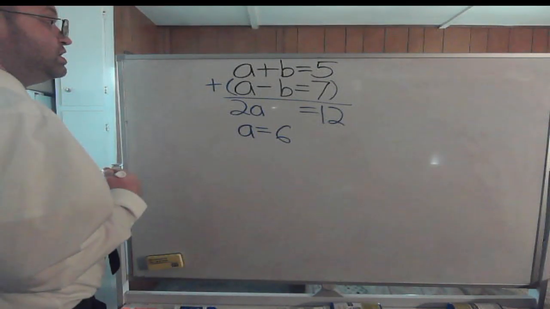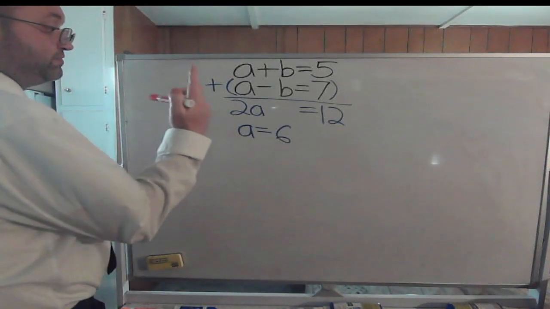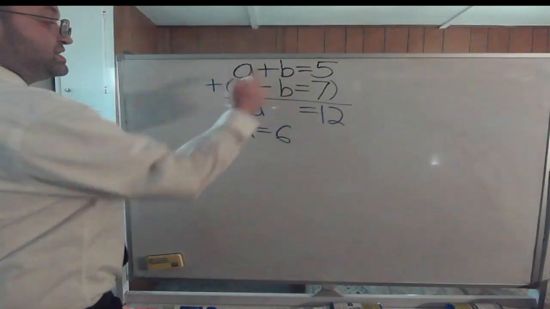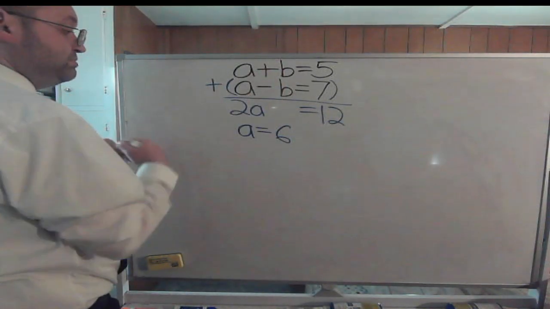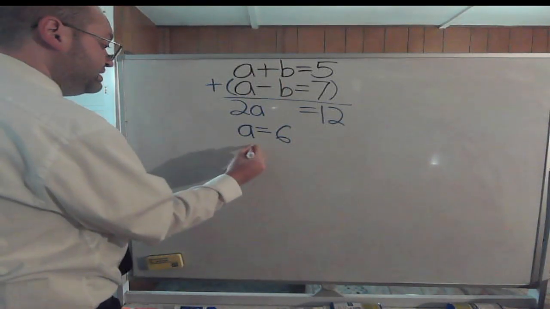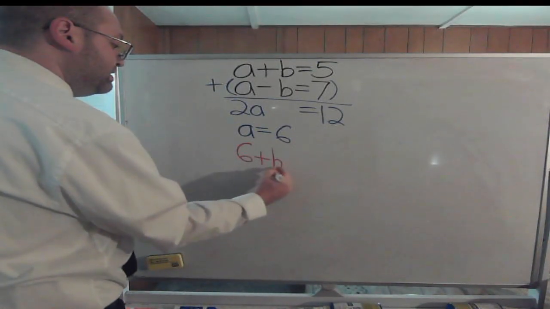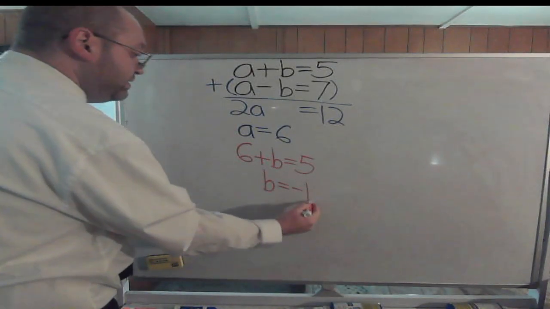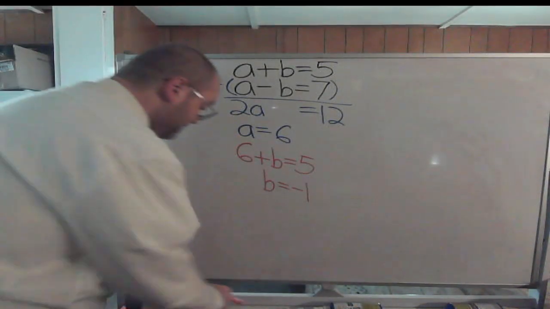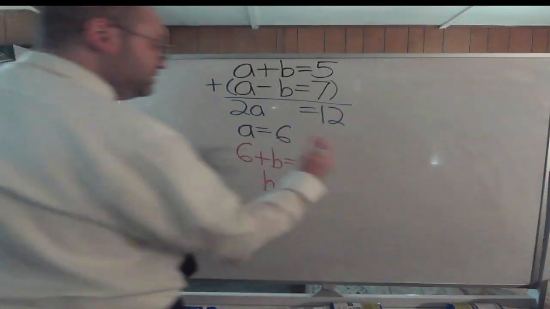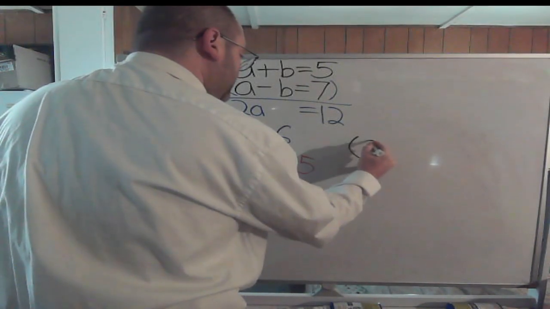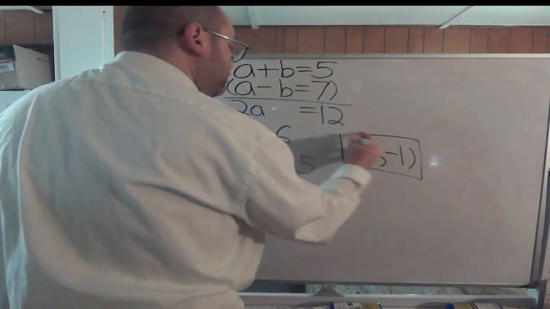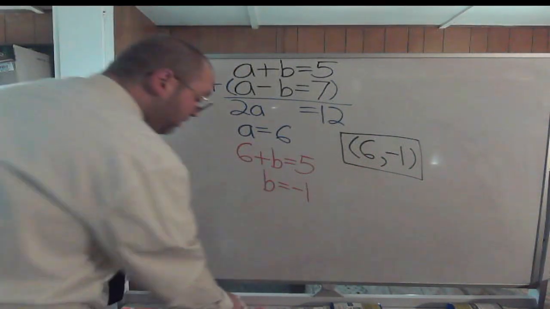Now what you're going to want to do is find your b coordinate, and you're just going to take that a equals 6 and stick it in one of the equations. I'll go with a plus b equals 5. So that would be 6 plus b equals 5, which means b would equal negative 1. So the a coordinate is 6, the b coordinate is negative 1, so the ordered pair for the solution is (6, -1).